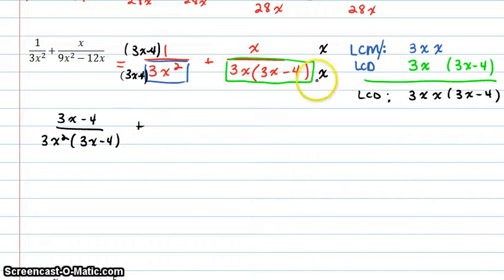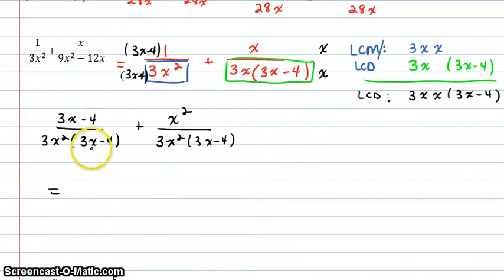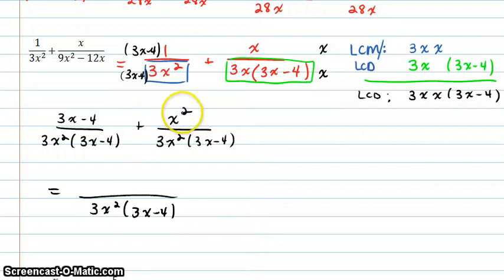Then I'm going to write my second fraction here. On the numerator I have x times x, that's x squared. In the denominator, we have 3x times x, that's 3x squared, times 3x minus 4. So I've created a common denominator. Now when I add those, I don't add the denominators, so I keep the denominator the same. Then I add the numbers from the numerator. I like to write in standard form, in order from highest exponent to lowest exponent. So I'm going to write x squared plus 3x minus 4.